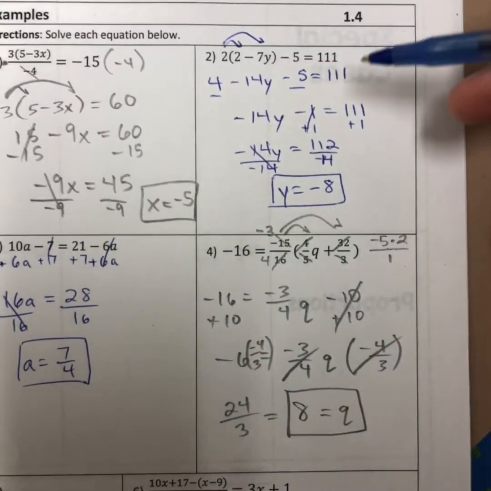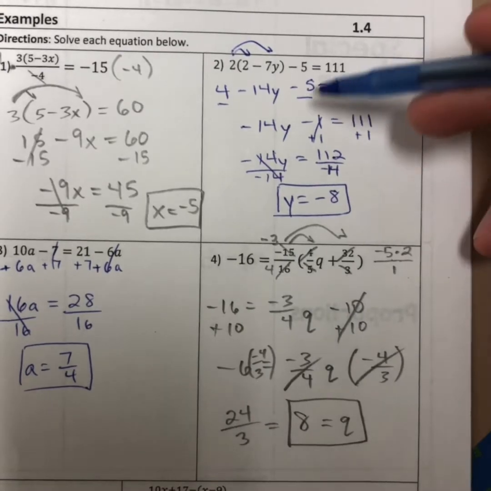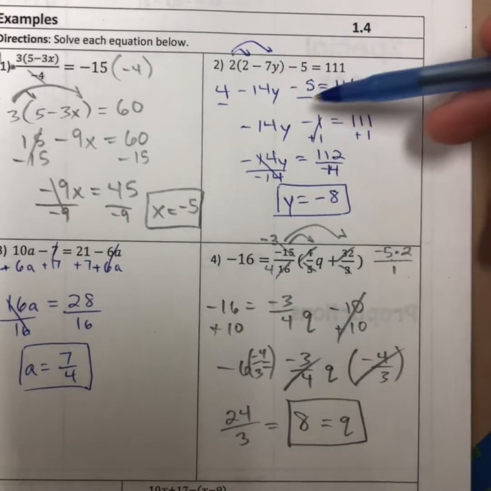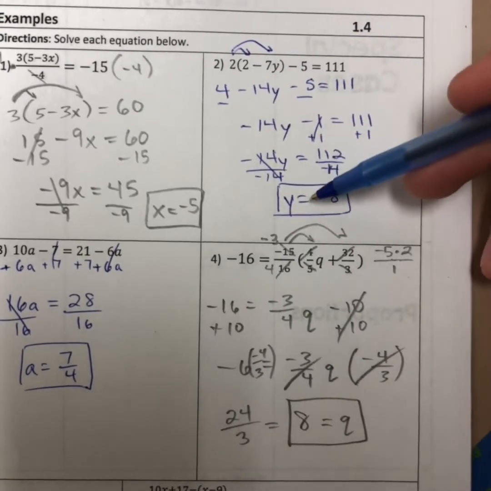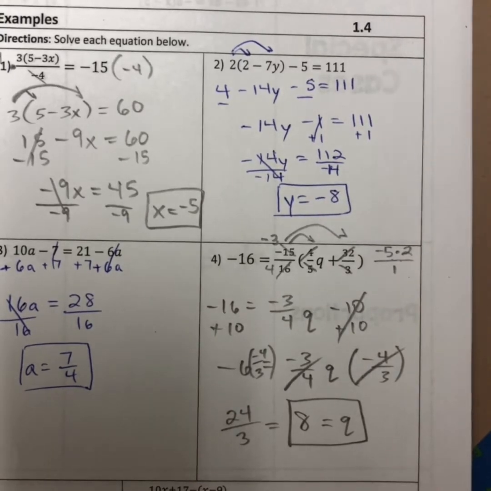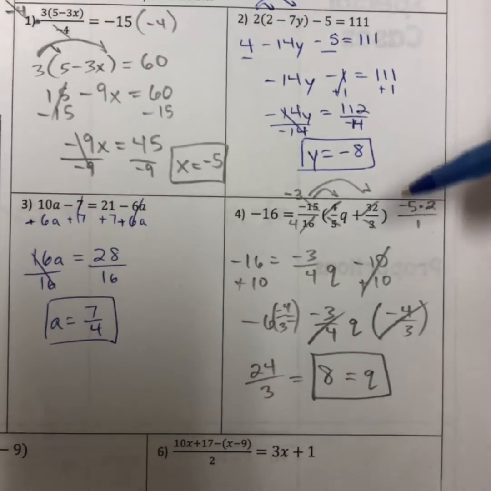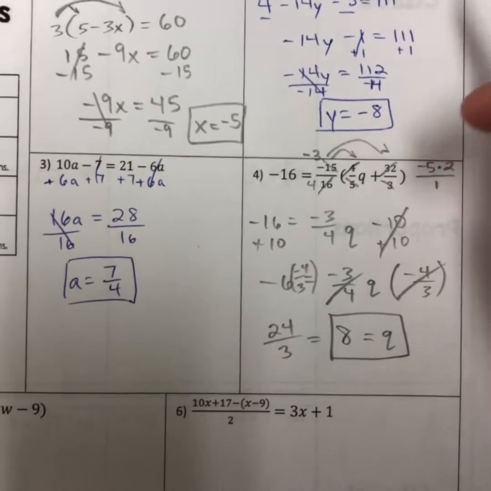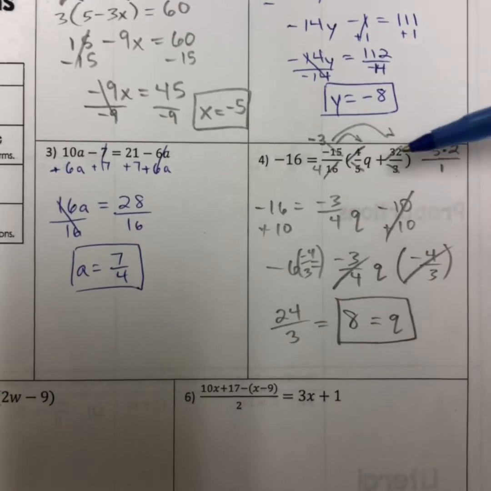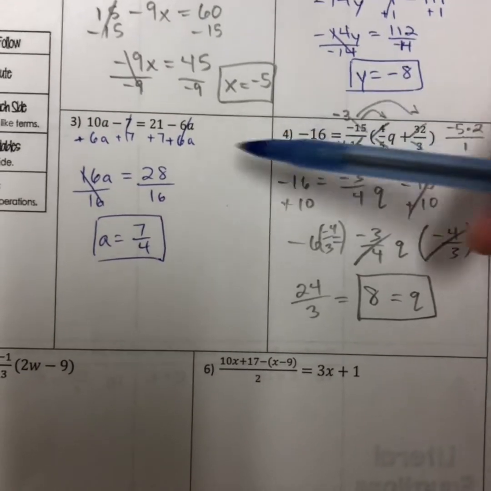Moving on over. Number 2, a little distributive property, combine like terms. Then you can isolate the y and solve that with two steps. You end up with -8. As you go through these steps, feel free to reach out with any questions if you're confused how we got from the beginning to the final answer.